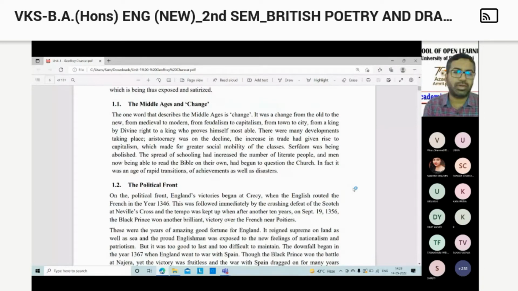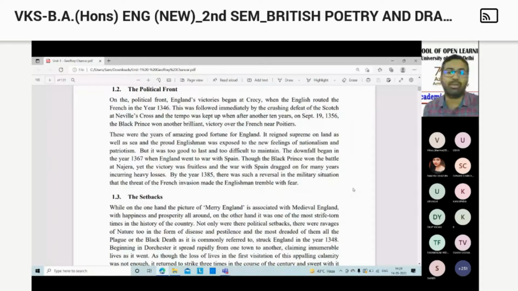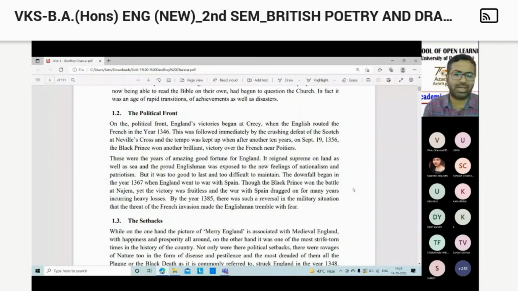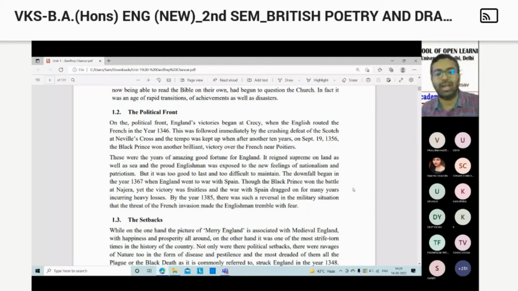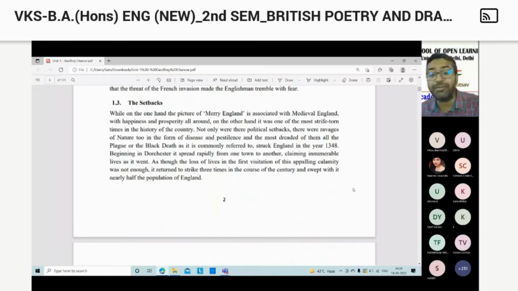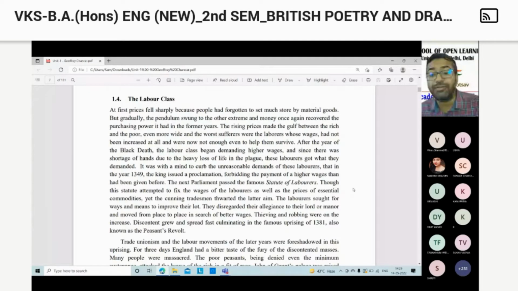So there are a lot of political developments that took place, which has been talked about here. These are all part of the background. And here you have the labor class. I want you to all read the first paragraph of the labor class and understand what was happening to the rich people and to the people who were poor during those times, because these stories have been reflected in the general prologue as well. In the general prologue also, you'll find these kind of stories.